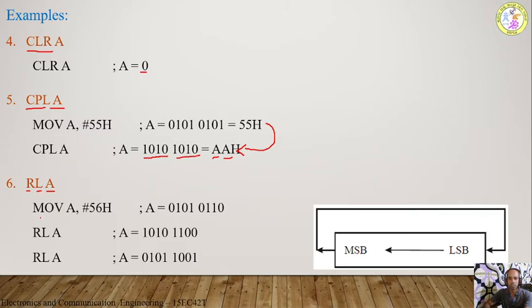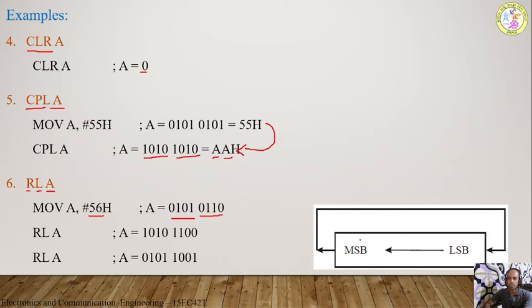So first, what did we do here? MOV A, #56H. Take the data 56 and store it to the accumulator. Therefore the accumulator content becomes 56. 5 is 0101 and 6 is 0110. This is 56 in binary. Now I will do RL A.